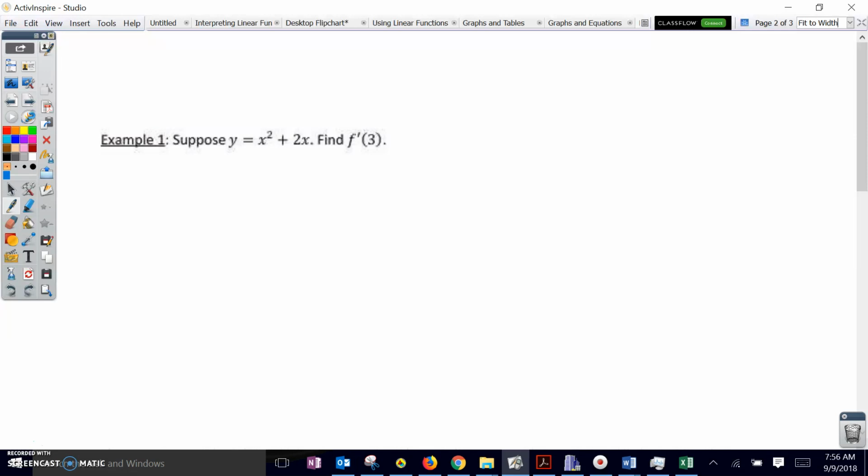We have a function y equals x squared plus 2x, and we want to find f prime of 3. So in order to find this derivative at this point, the f prime notation tells us we're finding the derivative at x equals 3. And so we're going to set up the limit of the difference quotient, the limit as h goes to 0 of f of 3 plus h minus f of 3 all over h.